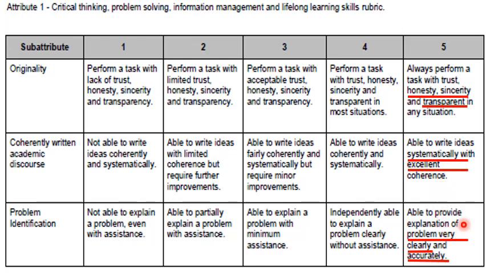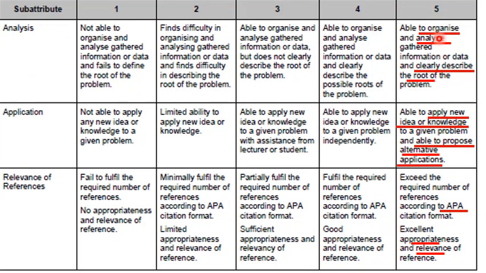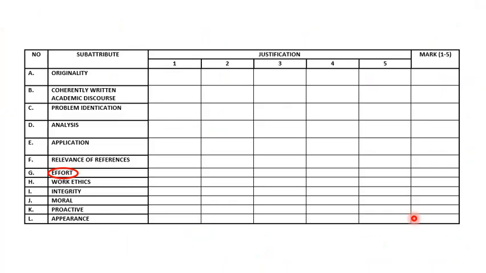And then problem identification: able to provide an explanation of the problem very clearly and accurately. Analysis: able to organize, analyze, gather information or data and clearly describe the root of the problem. Application means you have to apply a new idea or knowledge to a given problem and be able to propose an alternative application. And the last one is about reference. You have to write down your reference according to APA citation format, with excellent appropriateness and relevance of reference. So this is the template that I gave to you all before.